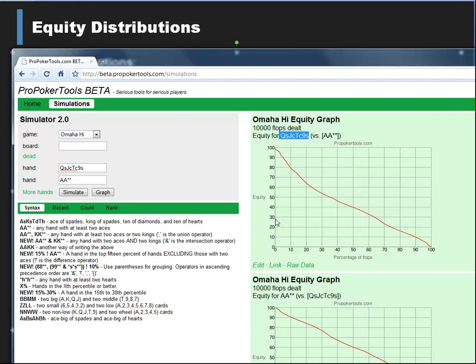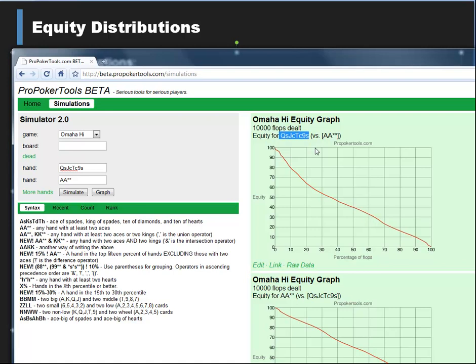But the idea is that you can look at an equity distribution graph and understand Queen Jack 10 9 double suited is going to flop well enough to stack off more than 60% of the time, and a lot of those times it's going to have 50, 60, 70% equity. It's most likely profitable to call this 4-bet, and if you run the full calculation, you make something like 7 or 8 big blinds by calling the 4-bet with this hand.